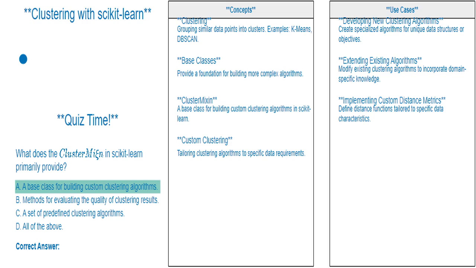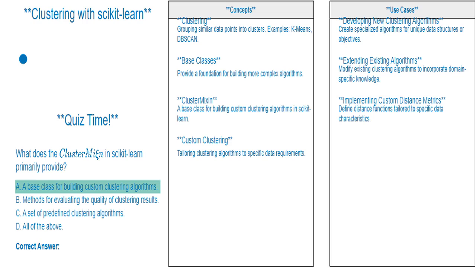Clustering is the process of grouping similar data points into clusters based on their characteristics. Popular examples include k-means and DBSCAN. Clustering is a key technique in unsupervised machine learning, where the goal is to discover patterns and structures in data without explicit labels. It's used in various applications like customer segmentation, image analysis, and anomaly detection.